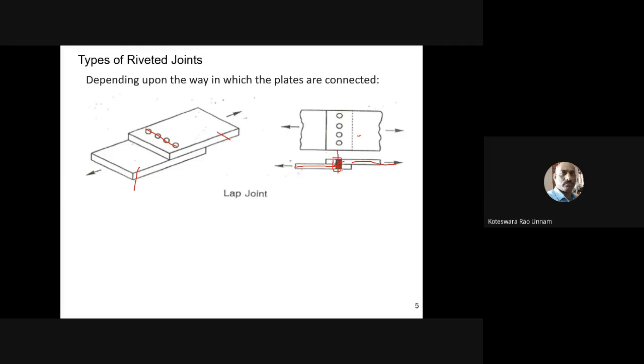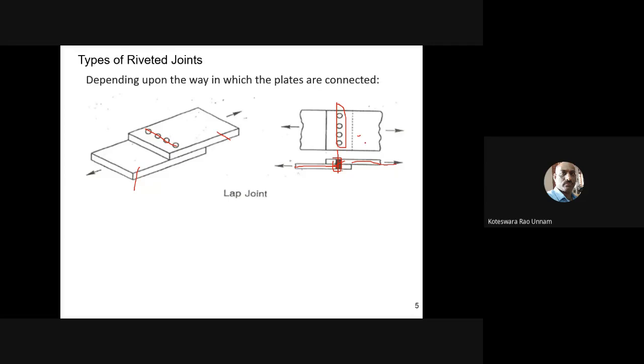Here it's not a single rivet. You have a row of rivets. There are 4 rivets, so we'll call it a row. Again, like I said, there is another kind of classification based on the number of rows. Here you have a single row. You have only one row, so I'll call it a single row lap joint.